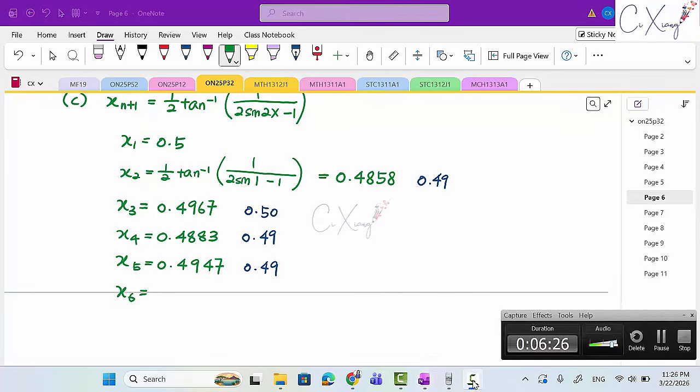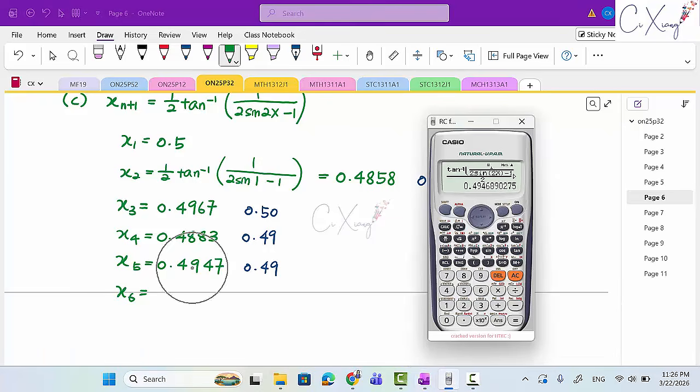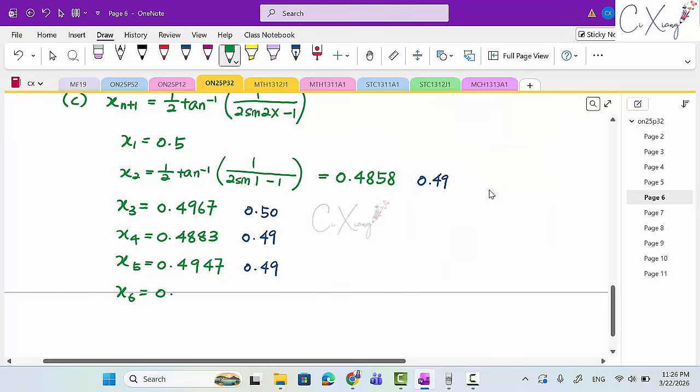Okay, so what is the value of the next iteration? So press calculate again, then key in the value of 0.4947, then press equal sign. You're having 0.4898. And if you double check again your answer, you are getting 0.49 again, correct to 2 decimal places. It means that your final answer for the root or for the x will be equals to 0.49.